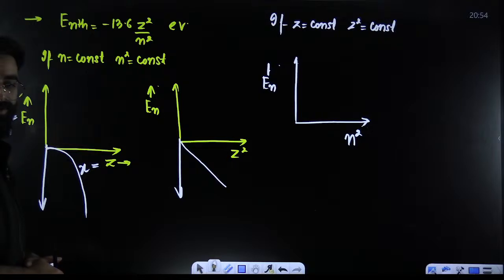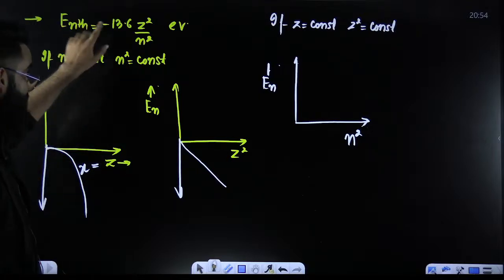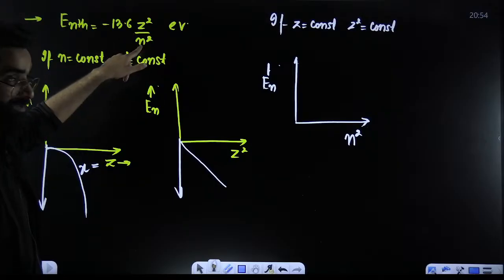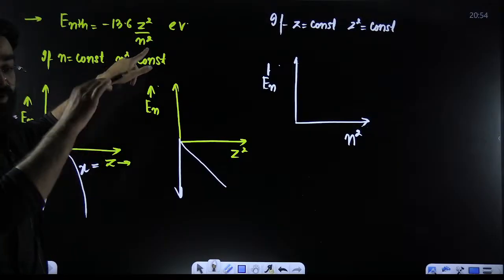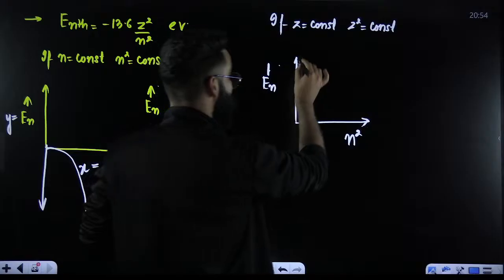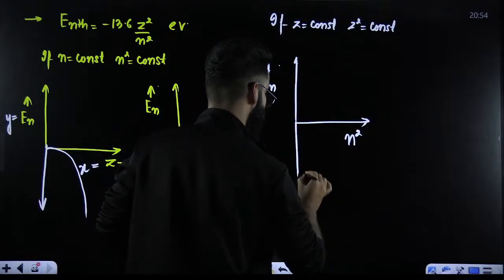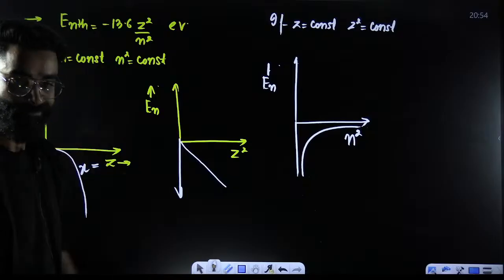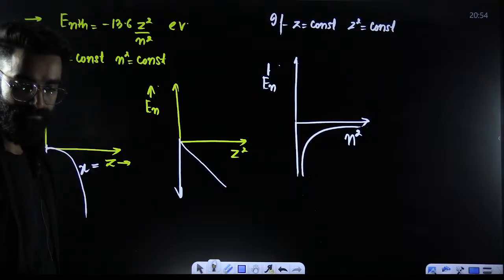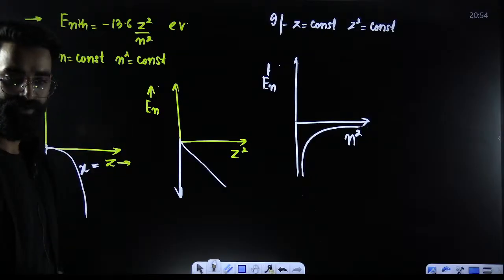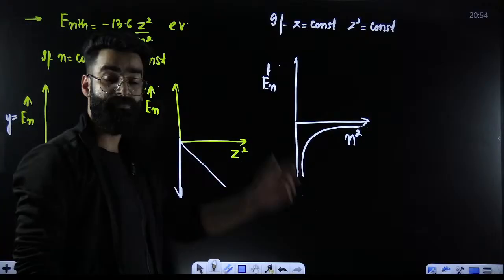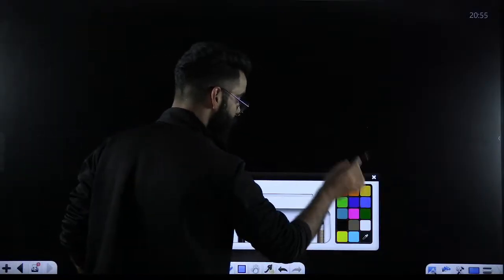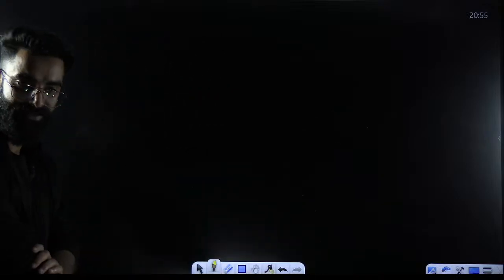Directly you can make it now. En along y-axis, n square along x-axis. So y and x are inversely proportional. The graph has to be a hyperbola, but there is a minus sign. So that hyperbola you'll make in this quadrant. Done? Done, people? So I believe these sort of questions you can easily do. These sort of graphs you can easily make if they are asked, right?